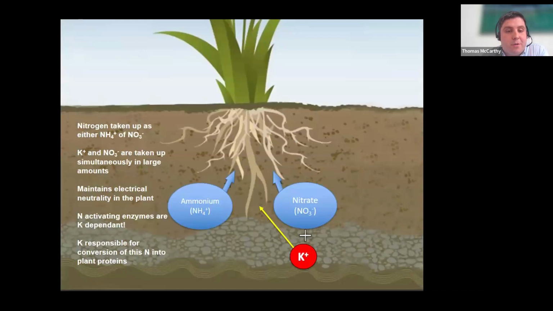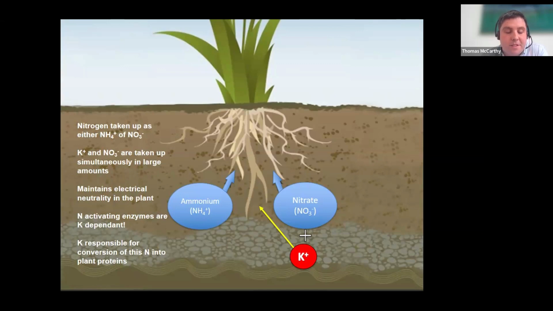It also plays a critical role in nitrogen uptake. As many of you will know, nitrogen is taken up by the plant in two forms, as ammonium and as nitrate. Where it's taken up as nitrate, which often tends to be the favorite form, it stimulates the uptake of potassium, and vice versa. This is because potassium is a positively charged ion in the soil and nitrate is negatively charged, so they're attracted to each other for maintaining electrical balance in the plant.